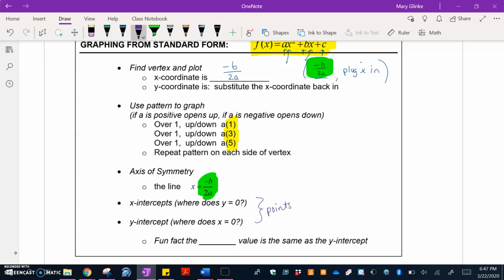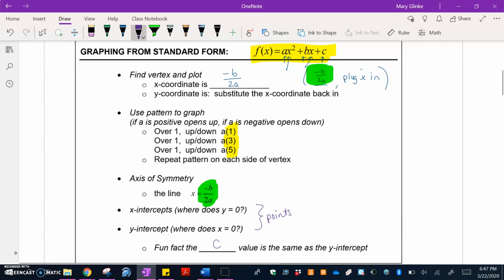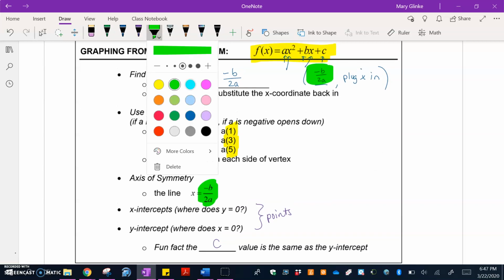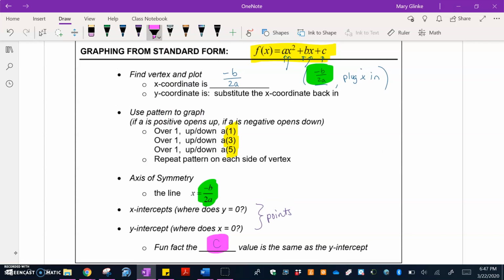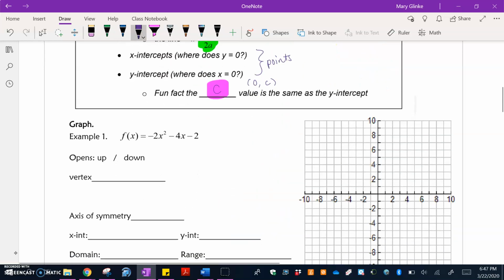And then the last thing is the c value. Whatever your c value is, that's always going to match your y-intercept. So in your equation, that c value is the last number there. It's a constant. Your y-intercept will always be 0, comma, c. So let's take a look at this.